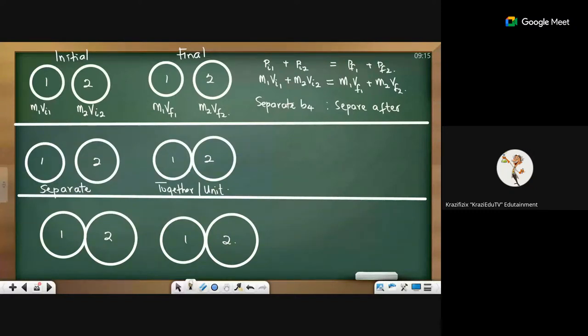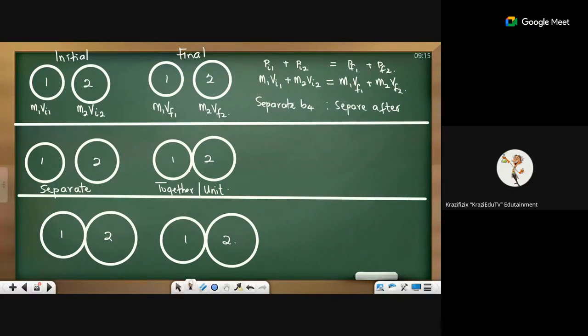I want you to see the difference between one and two. A quick example: your calculator has two parts. If you slide the calculator into its cover, it becomes one object. That's an example of a collision. Although we're not going to count that one, because it's not isolated, you are involved in that.